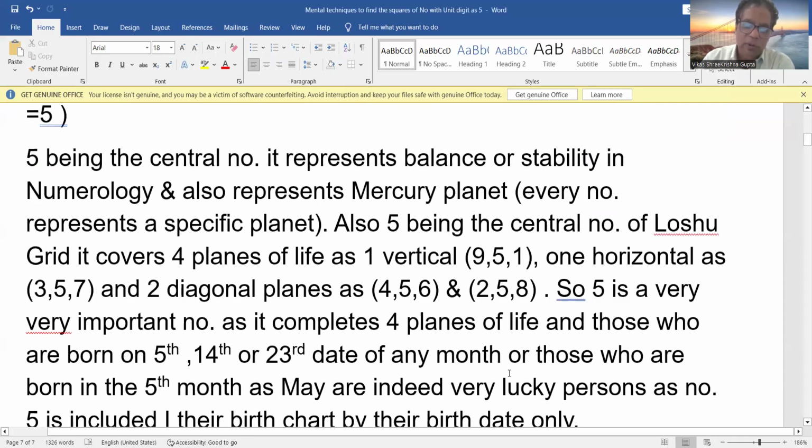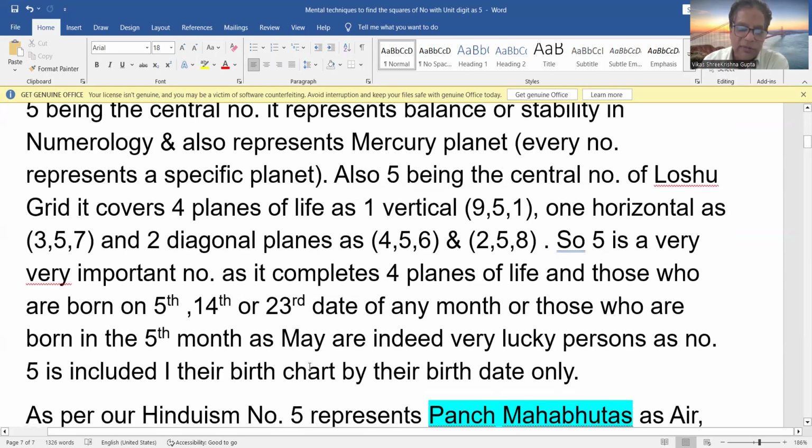Now, if you know about the Loshu Grid, in numerology, there's a concept called Loshu Grid. So number 5 represents the four planes of the light: vertical plane, horizontal plane, diagonal planes. The vertical plane is 951, horizontal plane is 357, and two diagonal planes are 456, 258. So which means 5 makes a very, very important number, as it completes four planes of light. The 5 number is very important because it is the central number of the Loshu grid, and it completes four planes of the light: one vertical plane, one horizontal plane, and two diagonal planes.